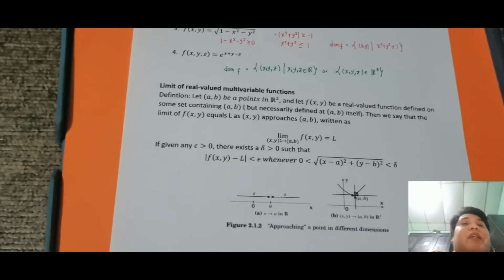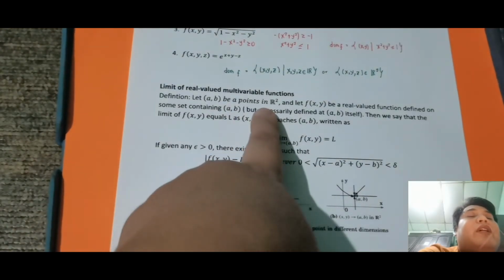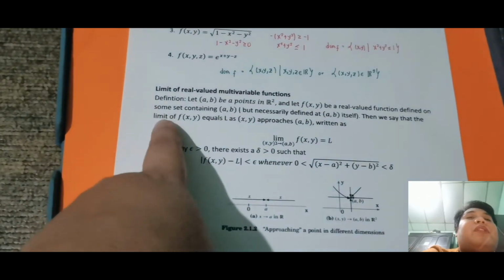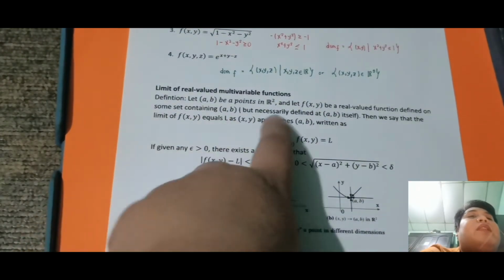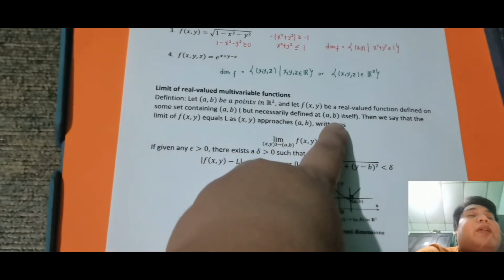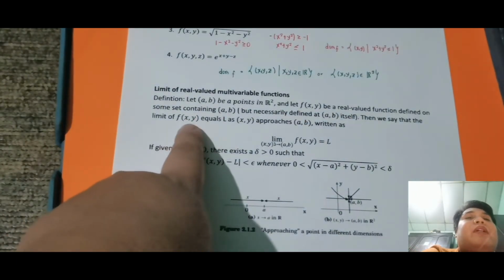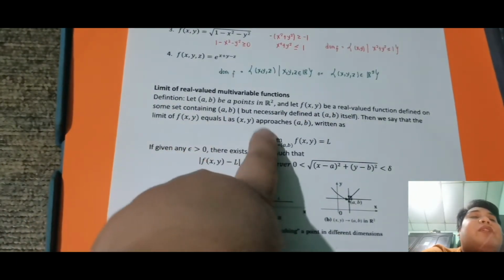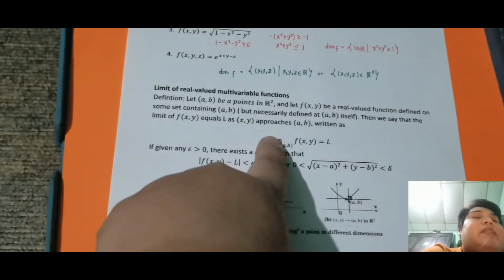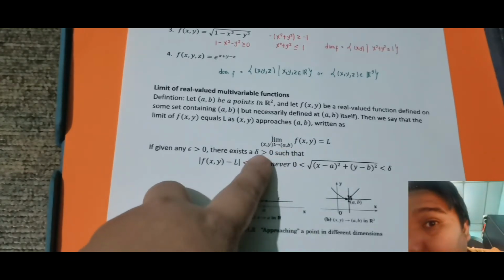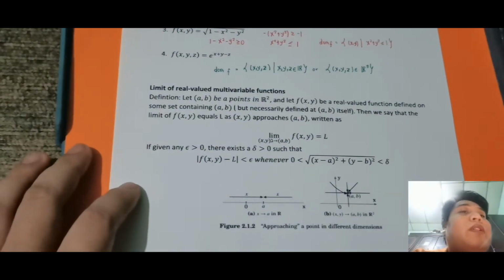So definition, let a, b be a point in R squared. Okay, so point siya sa R squared o sa Euclidean plane, and let f of x, y be a real valued function defined on some set containing a, b, but not necessarily defined at a, b itself. So then we say that the limit of f of x, y equals L as x, y approaches a, b, written as the limit of f of x, y as x, y approaches a, b. So, may nakikita yata kayong parang lambda dyan. So, wag nyo pansinin yung lambda na yan, ha?